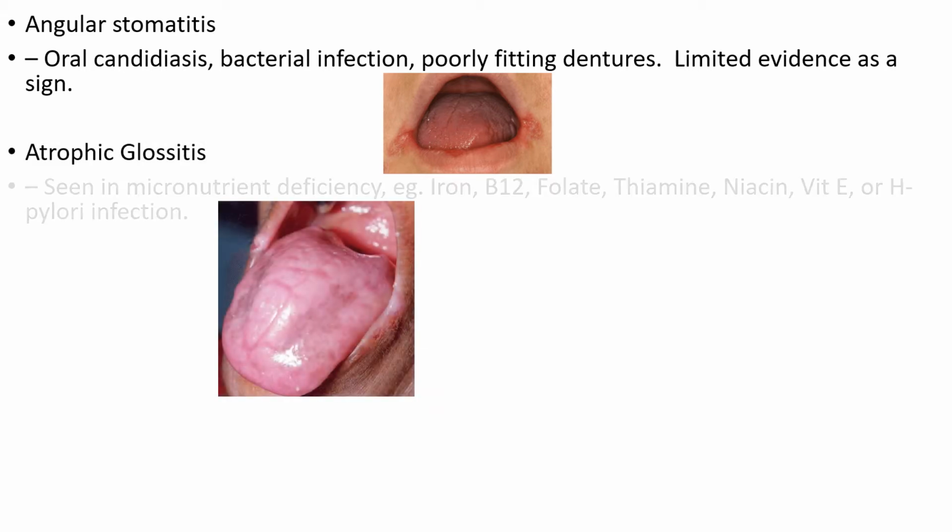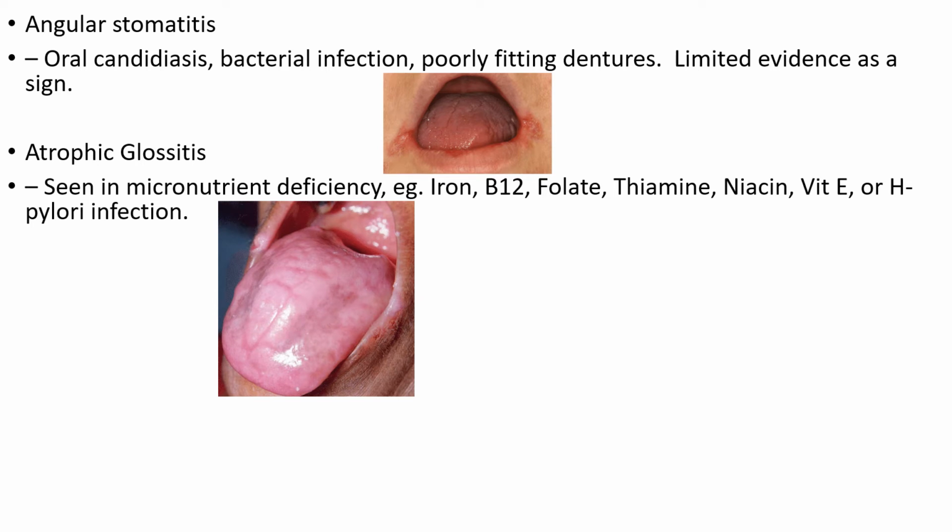Atrophic glossitis, again, you would say that this is usually a sign of anemia. It can be a sign of iron, B12, folate, thiamine, niacin, vitamin E deficiency, or H. pylori infection, in fact. Okay, bone pain, you may see bone pain in malignancy.